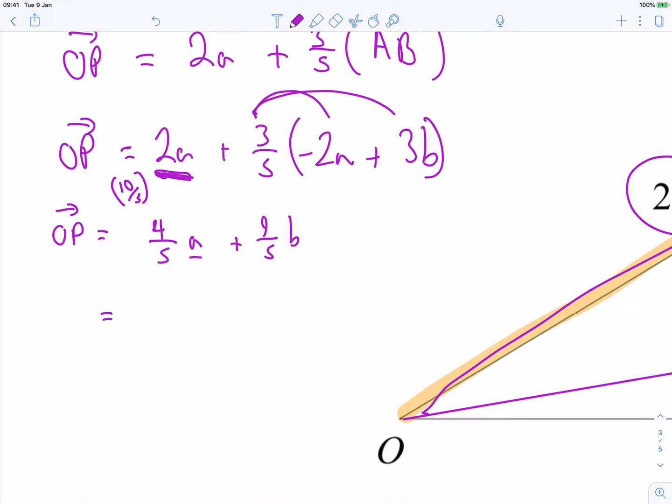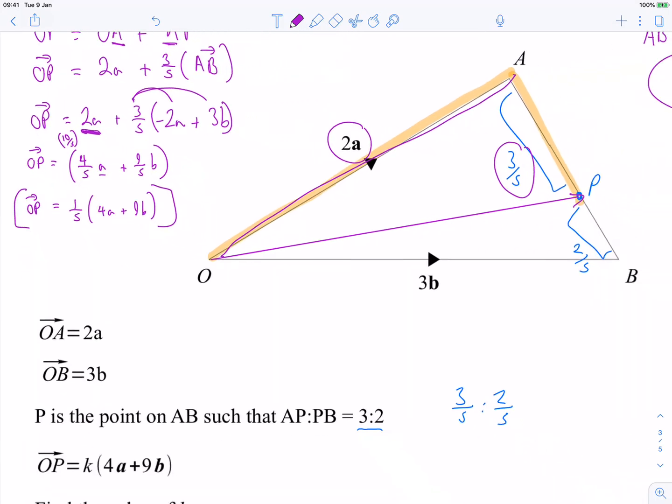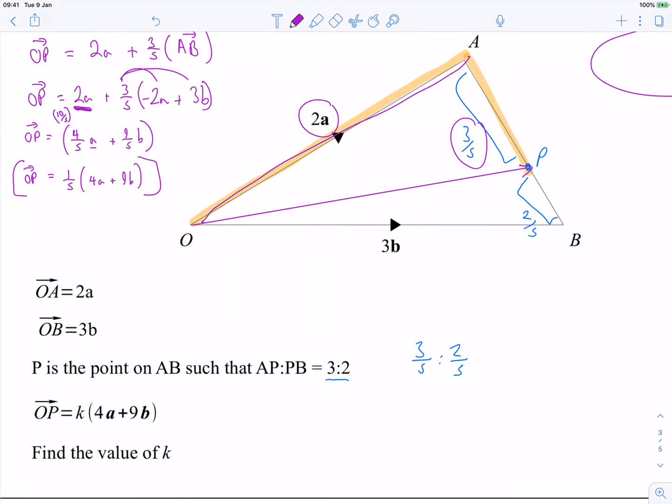So question, what do these two terms have in common? Well, they both have a fifth in common, so that's 1/5 of 4A plus 9B. So O to P in factorised form is 1/5 of 4A plus 9B. And look, we've got 4A plus 9B, so K must be the same as 1/5. So there it is, K is 1/5.